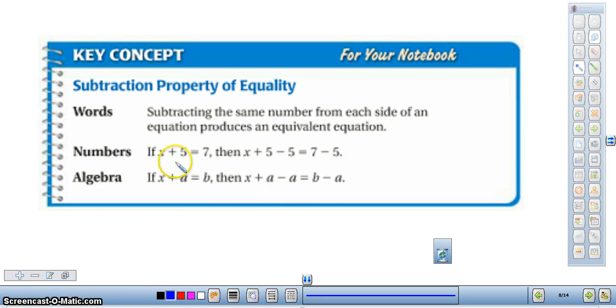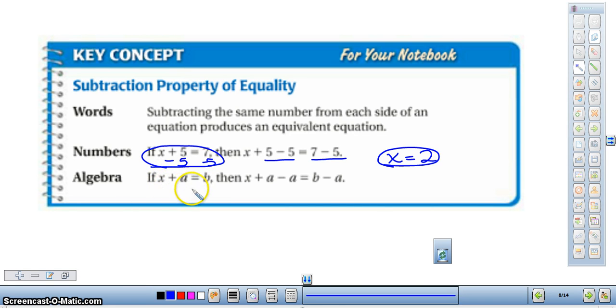So if you were looking at your notes, you might have put this in your notes for subtraction property of equality. What does that mean? We need to show the opposite of adding 5, which is to subtract 5. They showed it here on both sides of the equal sign. When we do that, we're left with x is equal to 2. X equals 2 and x plus 5 equals 7 are equivalent equations.